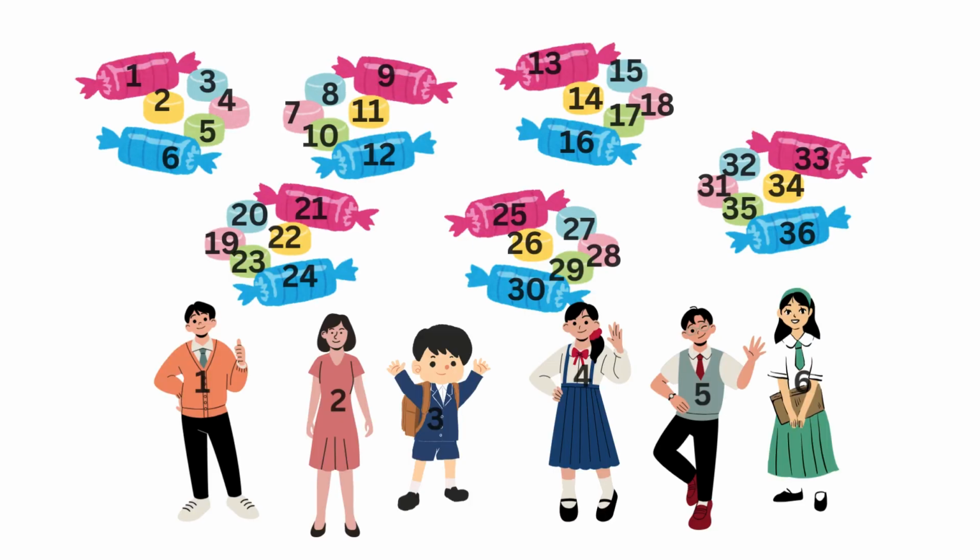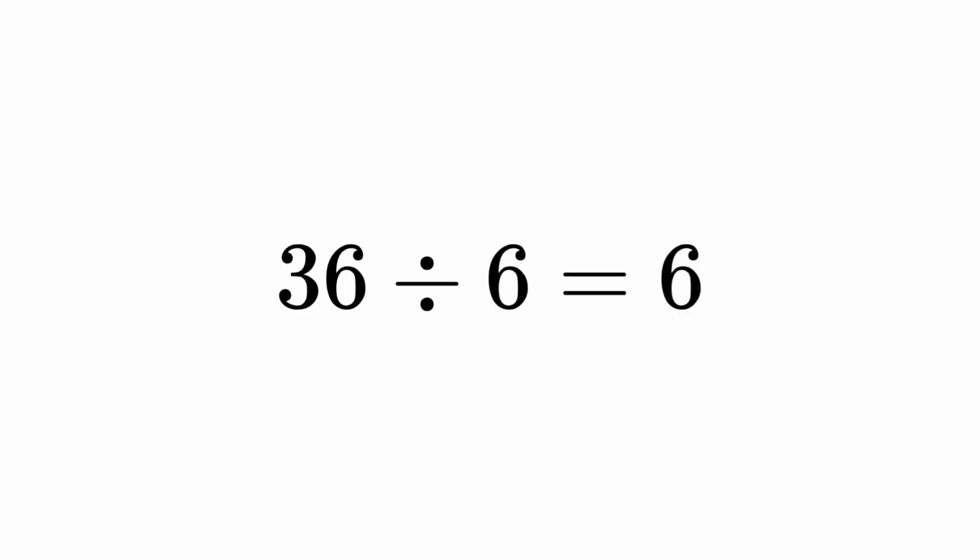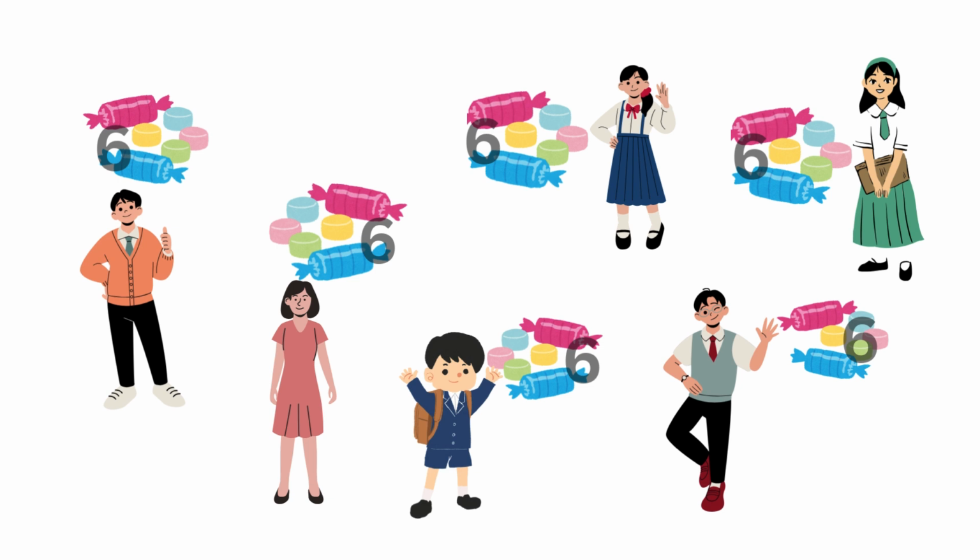Division is about splitting things equally. Let's say you have 36 candies and want to share them equally among 6 friends. How many candies does each friend get? Each friend gets 6 candies. Division helps you figure out how to share things fairly. Division is used when splitting bills, sharing resources, or dividing portions equally among people.